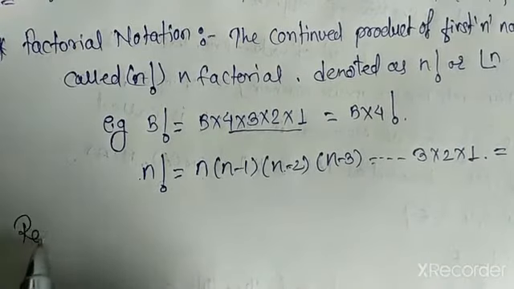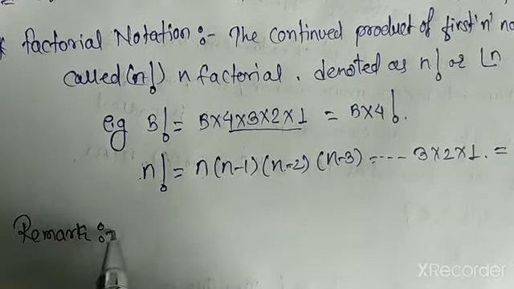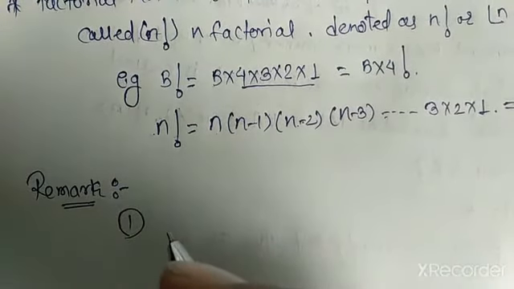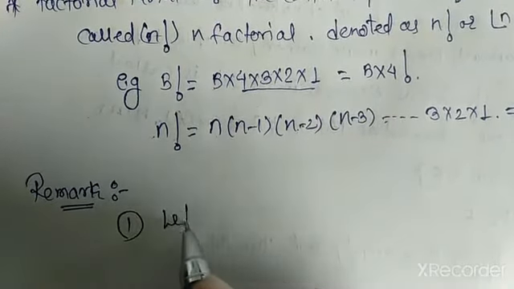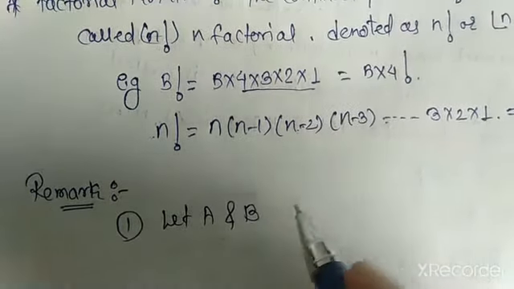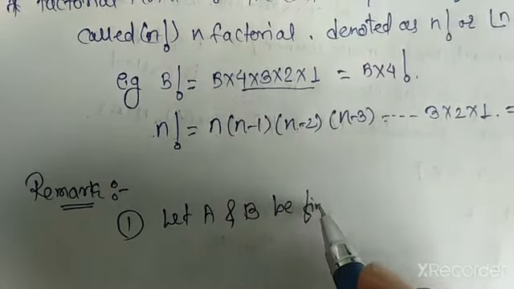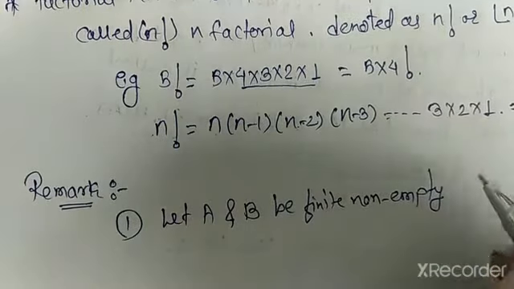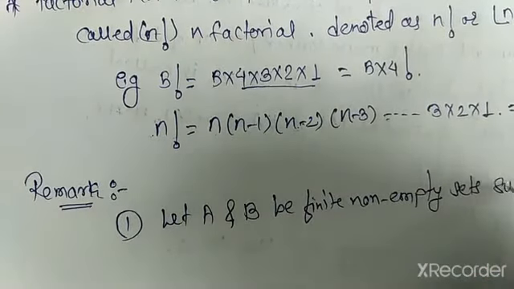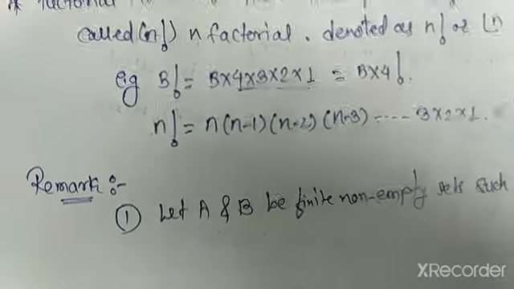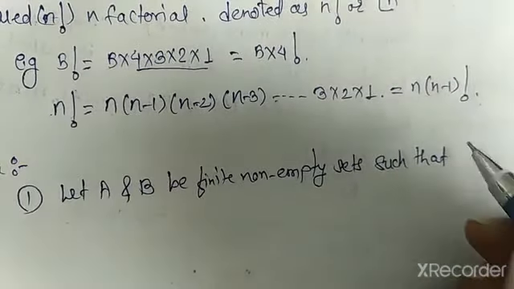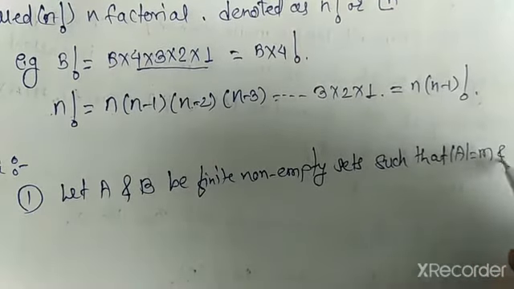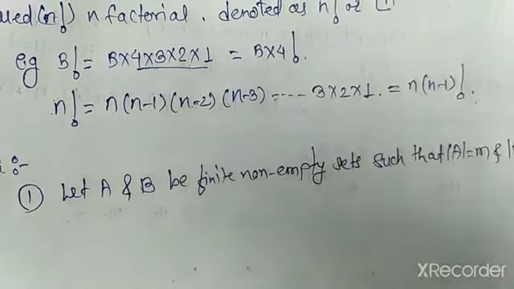Next, remarks related to functions are there. So in that, first I will directly give the remark. Let A and B be finite non-empty sets such that cardinality of A is equal to m and cardinality of B is equal to n.